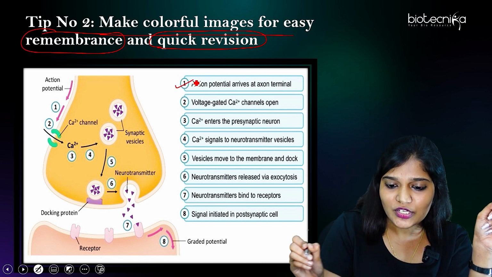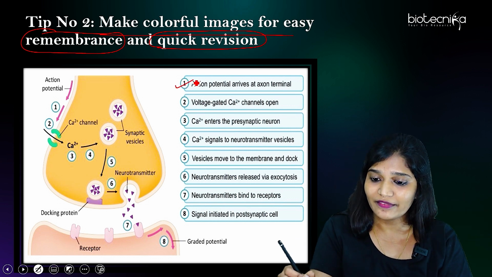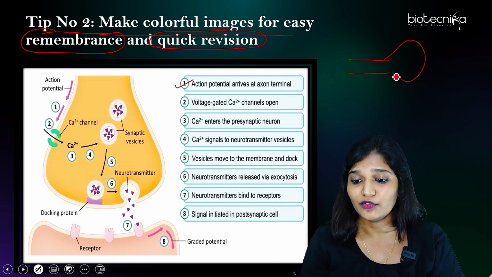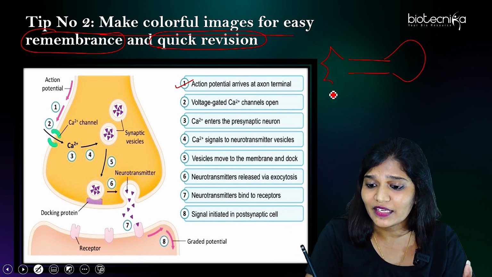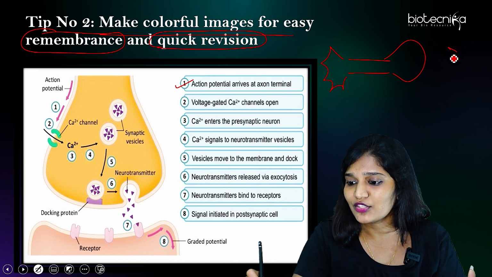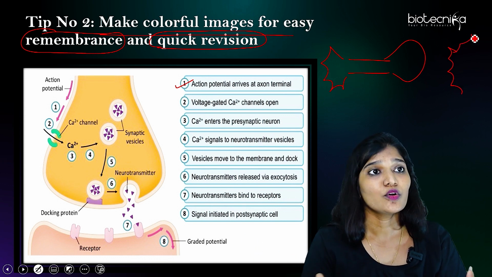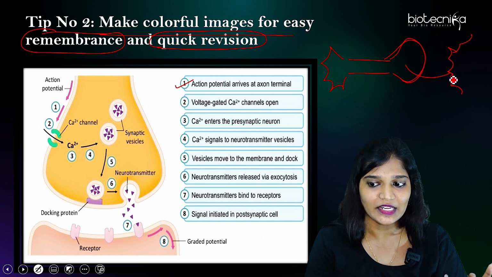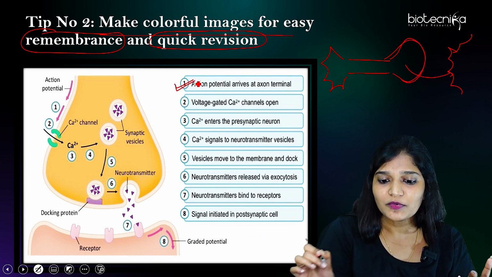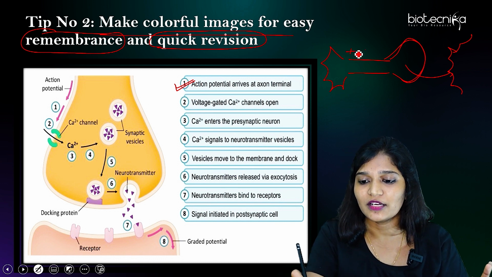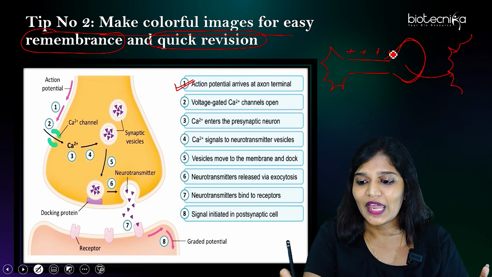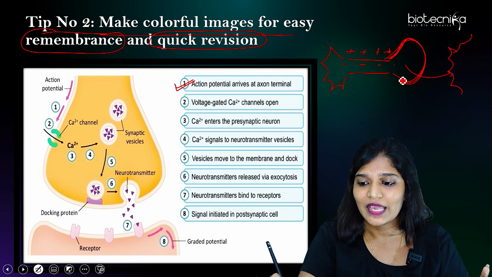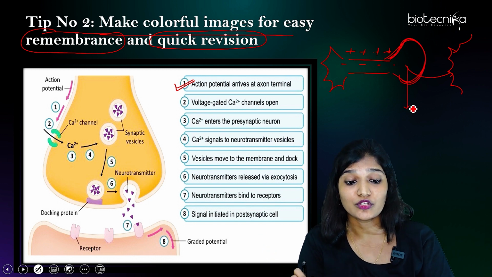Okay, first, action potential arrives at the axon terminal. We already know about the axon terminal. Let's consider this is one neuron, and I'm not writing everything in detail. There are the dendrites of another one. So action potential arrives at the axon terminal, like this, developed at the end of the axonal bulb, or we can say the axon terminal.